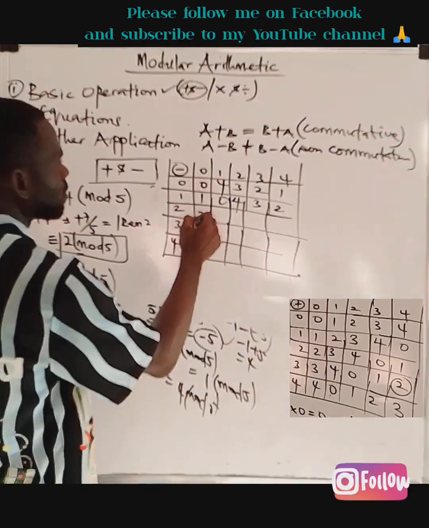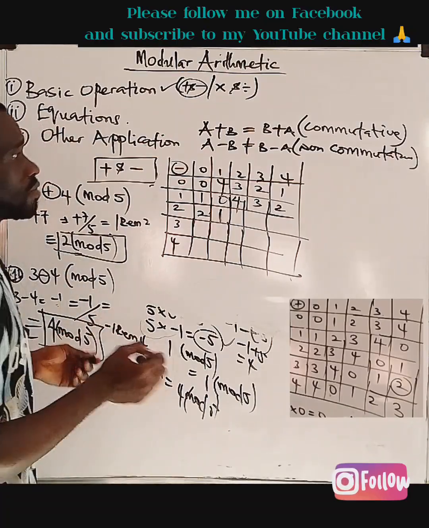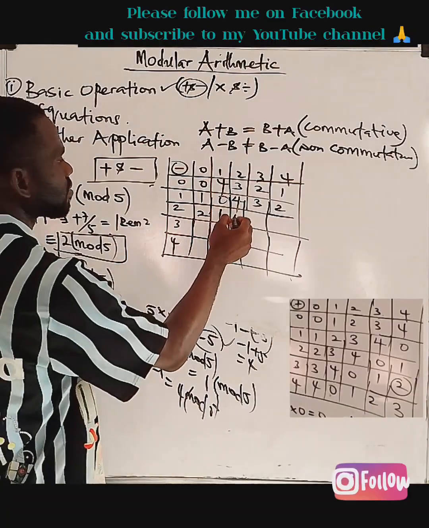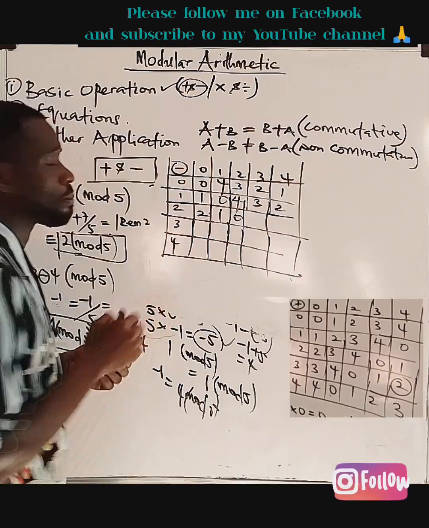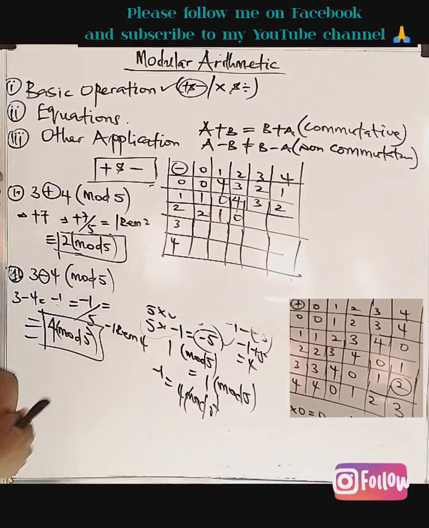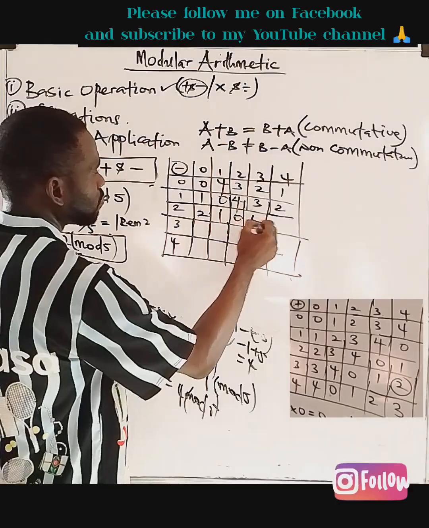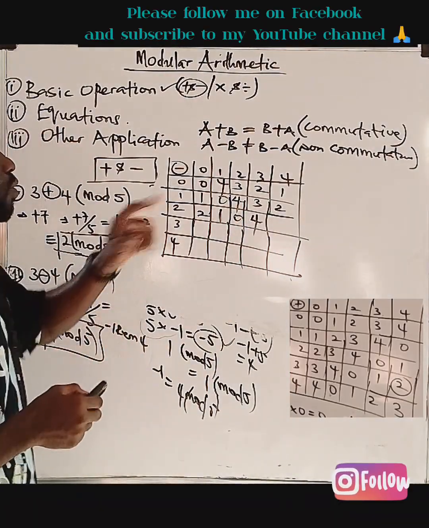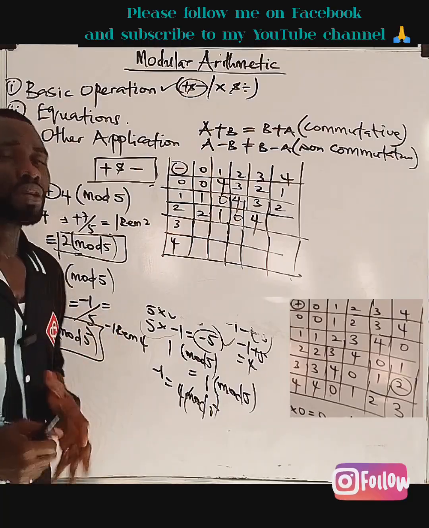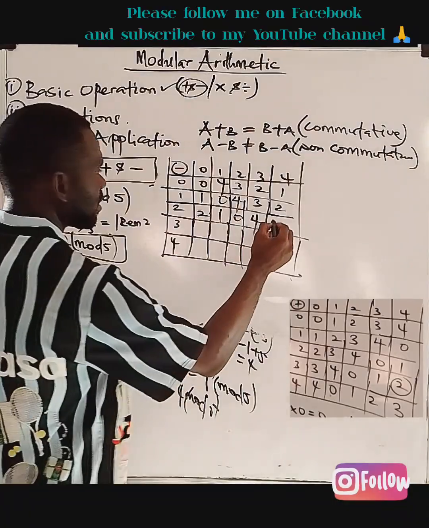2 minus 0 is 2, 2 minus 1 is 1, all this in modulo 5, and don't forget 2 minus 2 is 0, 2 minus 3 is -1. -1, let's assume that it's ordinary 1, 1 in modulo 5 is just 1 modulo 5. So if it is minus, that will be 4. So 2 minus 4 is -2. Now let's assume that it's 2 in modulo 5, that is just 2 modulo 5. Come back to minus, that's 3.